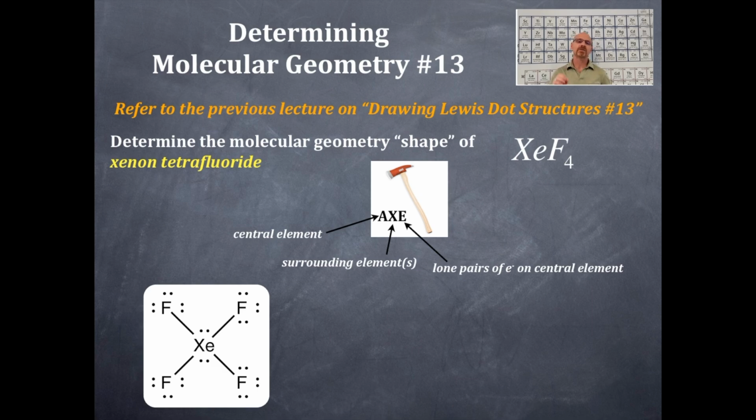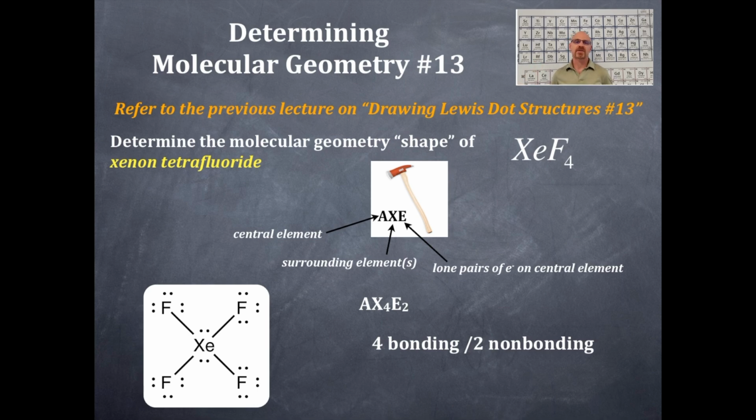Okay, and then we're going to figure out what is the central element. The central element is the xenon, that is the A. There's always one single A. How many bonding domains, how many things that are attached to that xenon? There are 4, so that's X4. Okay, and then how many lone pairs are around the central element? The central element only. I see 2 sets of lone pairs around the central element. That's E2. So you should have AX4E2. That corresponds to 4 bonding and 2 non-bonding domains.